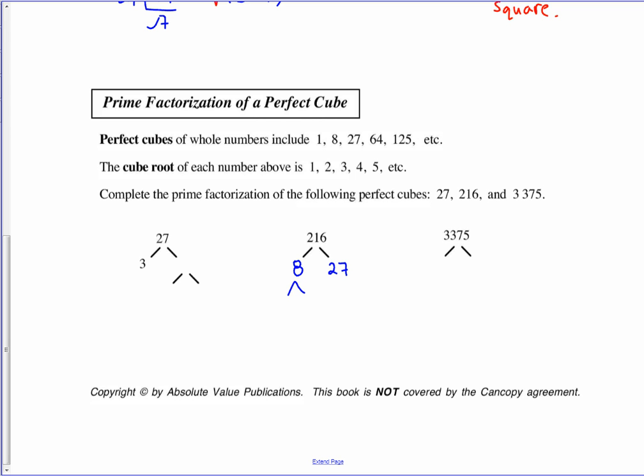So 8, 4 times 2, and 4 we can break into 2 times 2. 27, the 2 numbers. Gotta know your times tables, hey? 3 times 9, and 9 is 3 times 3. So is this a perfect cube?